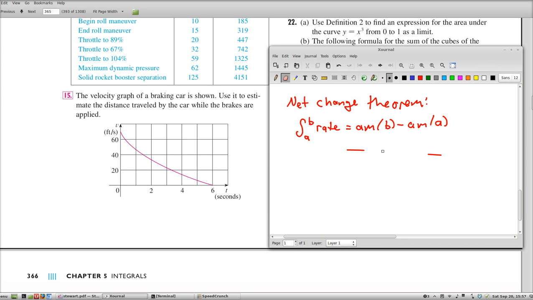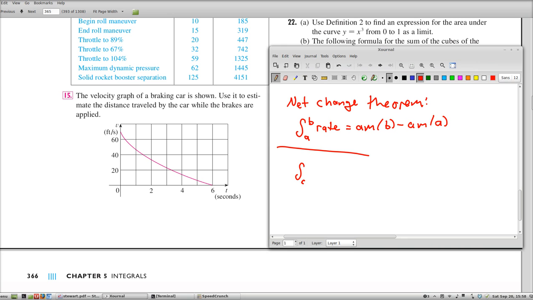So we're going to use that here. We are looking at the area under the velocity curve. The velocity is the rate at which location changes. So if we integrate velocity as a rate, we'll get an amount, which is the net change in location. And that's exactly what the problem is asking for, the distance traveled. That is, in other words, the net change in location.